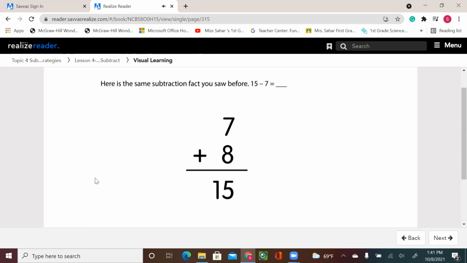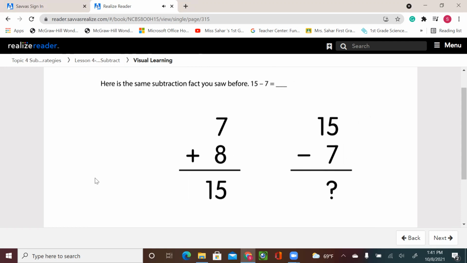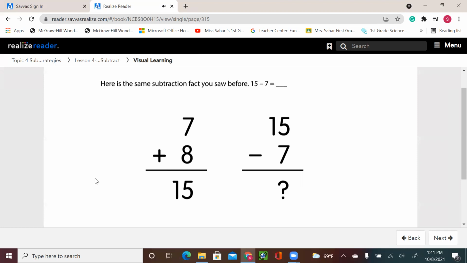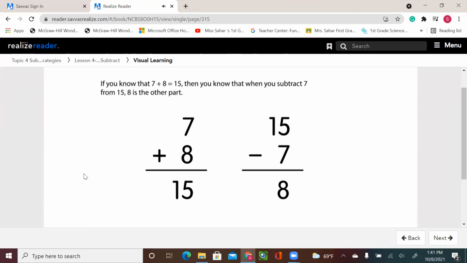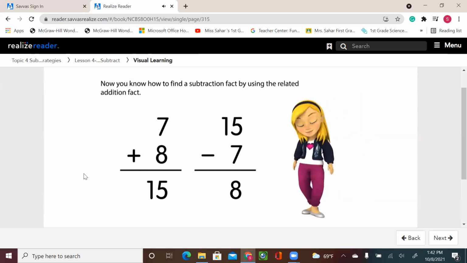Here is the same subtraction fact you saw before. 15 minus 7 equals. Have you found what you need to solve it? Yes, you need 8. So how does addition help you subtract? If you know that 7 plus 8 equals 15, then you know that when you subtract 7 from 15, 8 is the other part. Now you know how to find a subtraction fact by using the related addition fact.